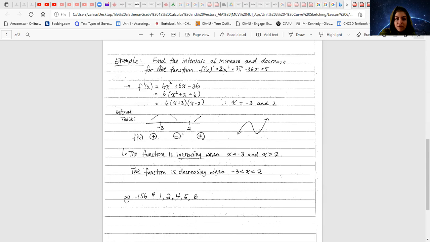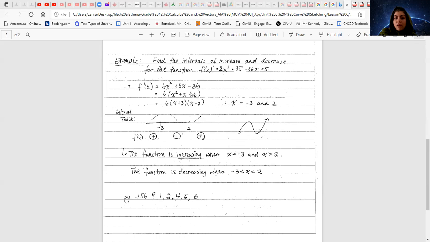This is an example. Find intervals of increasing and decreasing of the function. So I take a derivative of this function: power in front, power minus 1, 3 multiplied by 2 is 6, x to the power of 2, plus again here, power in front, 2 multiplied by 3 is 6, power minus 1, 2 minus 1 the power is 1, negative 36x. As a line, the slope of the line is negative 36, and the derivative of the constant is 0.